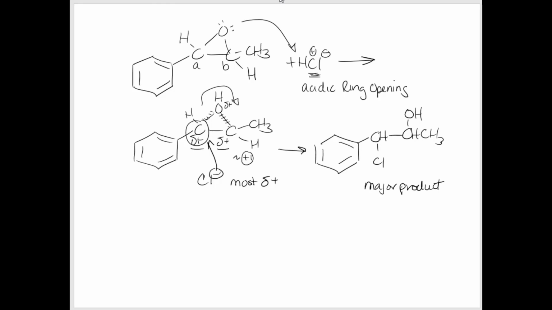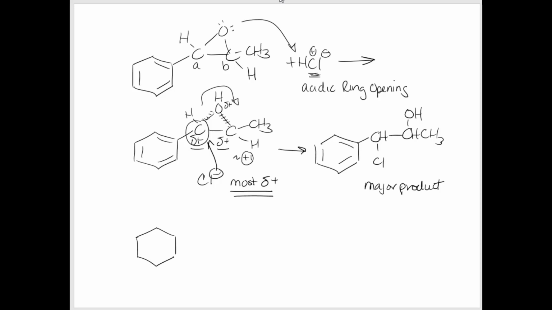Okay. So again, the benzylic carbon is the one with the greatest delta positive charge. And when we open up an epoxide using acidic conditions, the nucleophile will add, and we should modify our statement and say the nucleophile will add to the carbon with the most delta positive charge. And in this case, it would go to the benzylic carbon, because it has the greatest delta positive charge, being stabilized by the benzene ring.